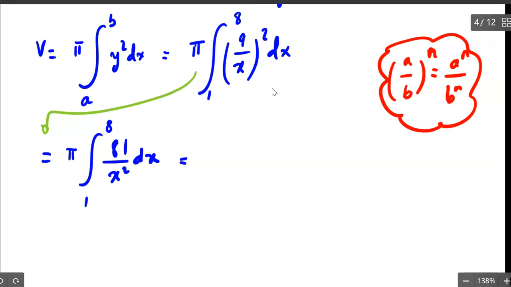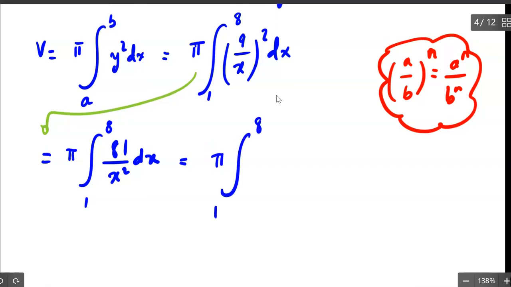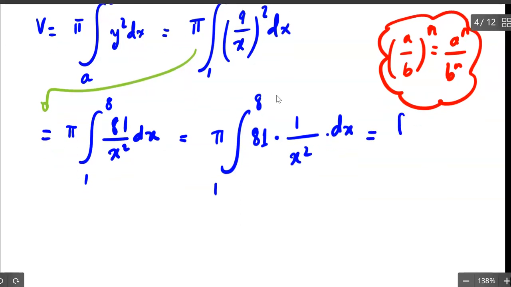Okay, so now 81 is a constant, so I'm going to bring that across the integral sign. So 81 multiplied by, let's not skip any step, 81 multiplied by pi, integral from 1 to 8. I will write it as 81 multiplied by 1 over x squared times dx. Alright, so I'm going to bring this 81 across the integral sign. So I will have 81 pi integral from 1 to 8 of x to the minus 2 dx. Okay, you raise this to an exponent other than minus 1, then you can apply the method of integration.